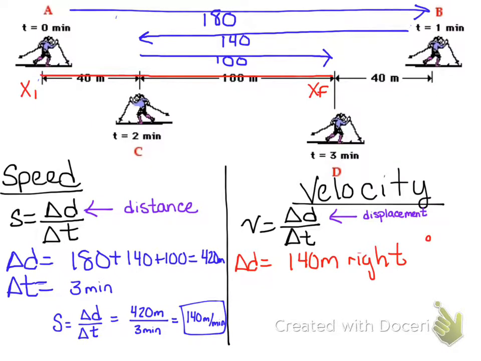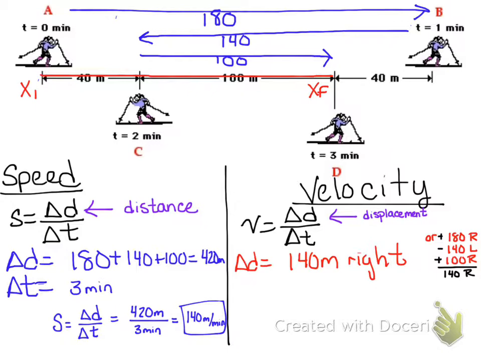But sometimes it's not that clear cut because they don't give you a picture. So if they don't give you a picture, let's say I told you I went 180 meters to the right. Then I went 140 to the left. Then I went 100 to the right. Well, I'm going to say going to the right is positive, going to the left is negative. So that's positive, negative, positive. And when I add those together, I get 140 to the right, which is the same thing that I got just by looking at the picture.